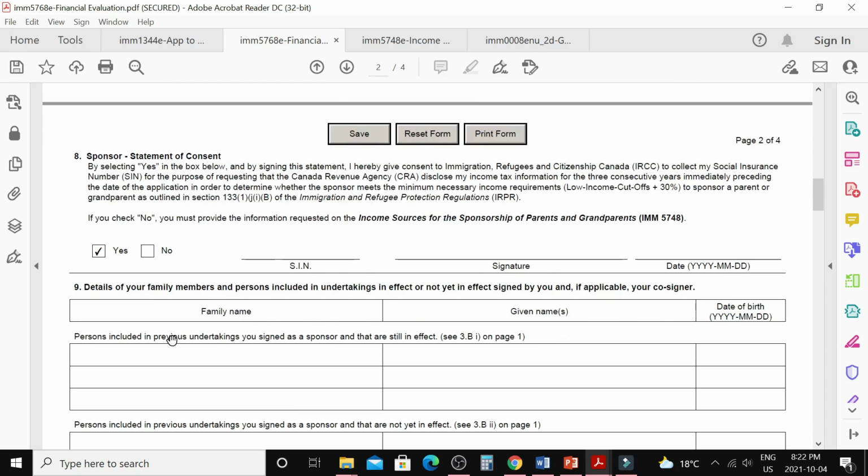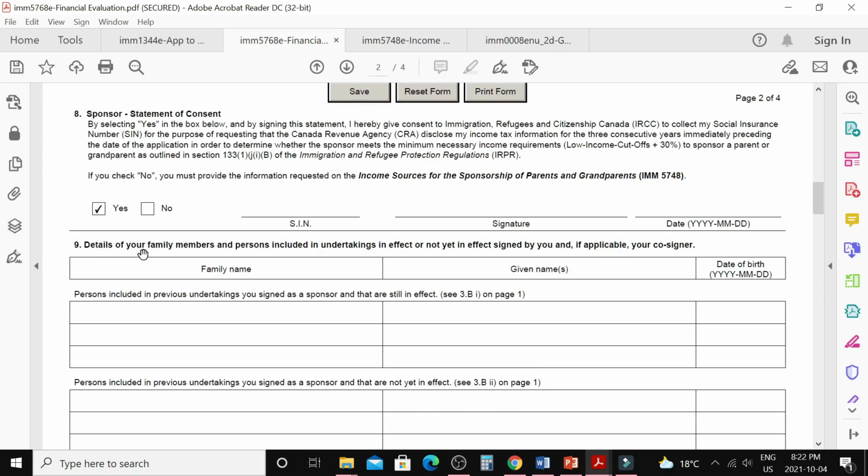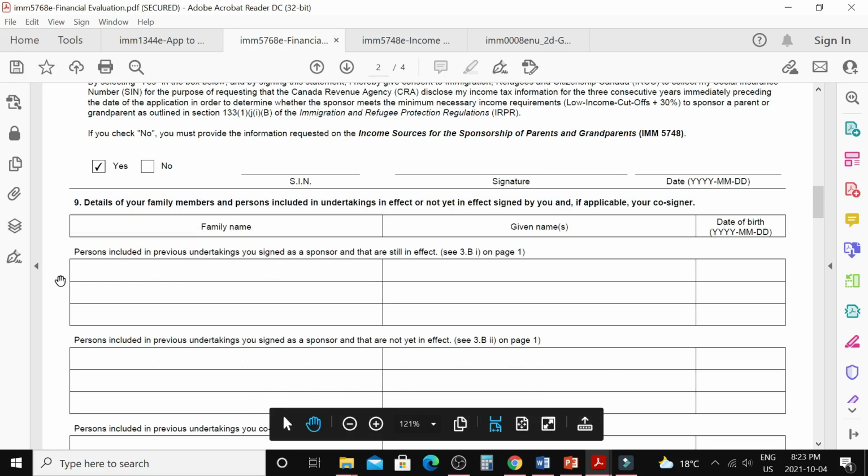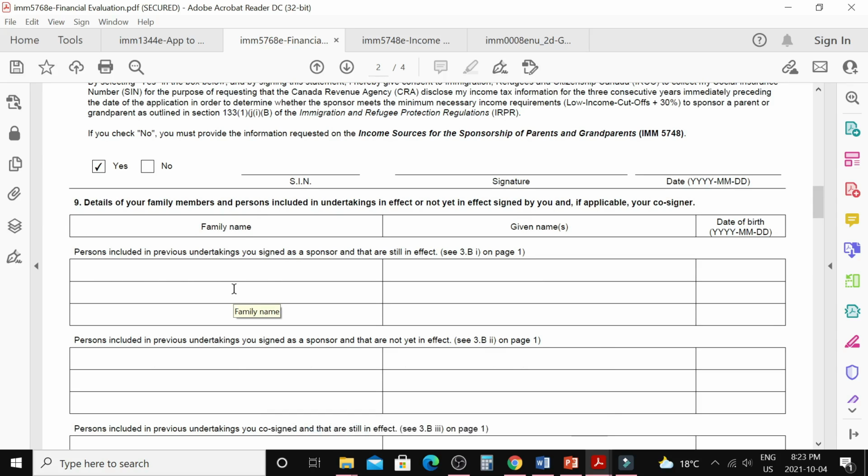And then move to question number 9, details of your family members and persons included in undertaking in effect or not yet in effect signed by you, and if applicable your co-signer. Here you need to provide all that information. So first you need to provide who you sponsored before and they are still in effect. You're gonna write the family name, given name and the date of birth.